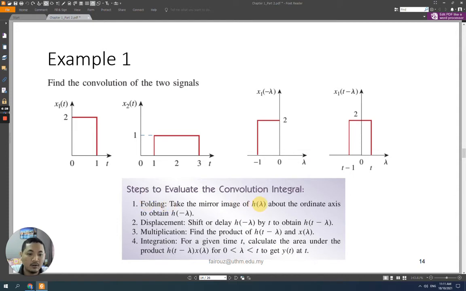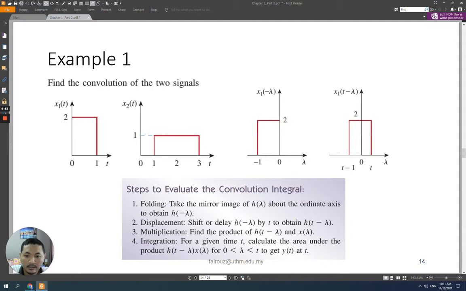Take the mirror image of h(lambda) about the ordinate axis to obtain h(negative lambda). This means that you fold the signal at the y axis here. So the result is this. You fold it like that, just fold at the y axis, so we get it like that.